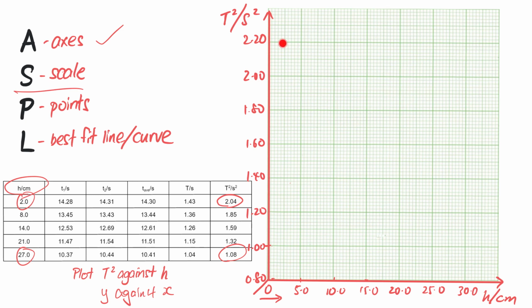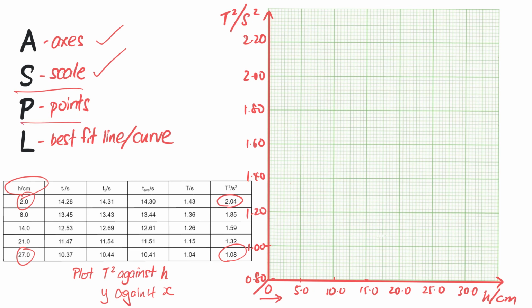It would be good to do a quick check. The first point here, which is 2 cm, 2.04, will be somewhere around here. And the last point here, which is 27, 1.08, will be somewhere around here. So you can see that from the first and last point, it will occupy this part of the graph. The horizontal axis occupies more than half of the graph paper. That's good. And vertically, likewise, it occupies more than half. So that's the gauge that the scale is good, and you will get your 1 mark for your S.